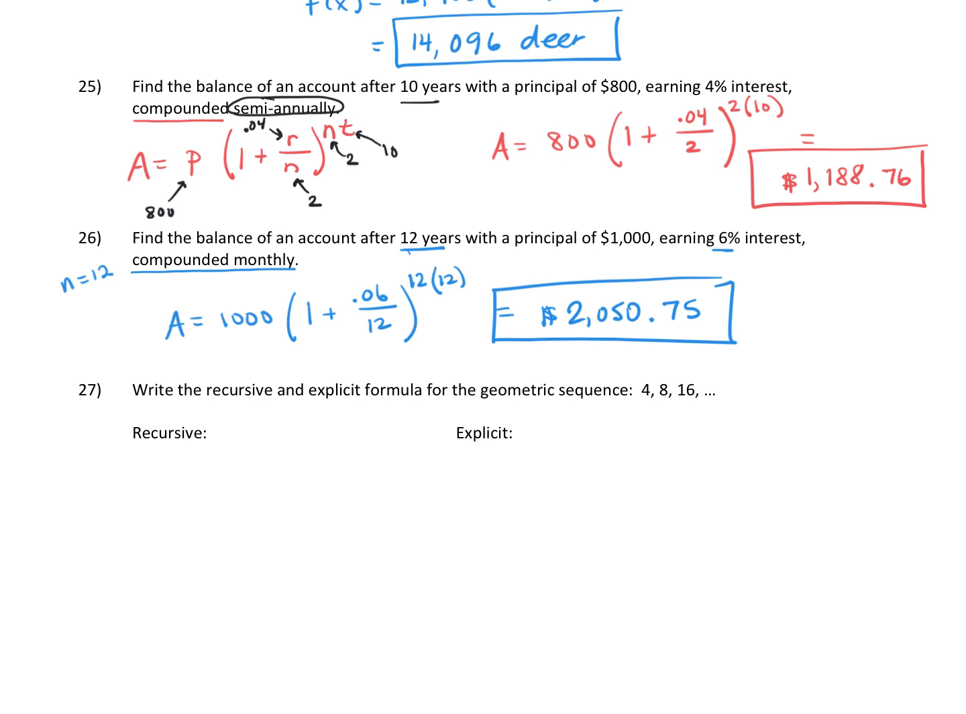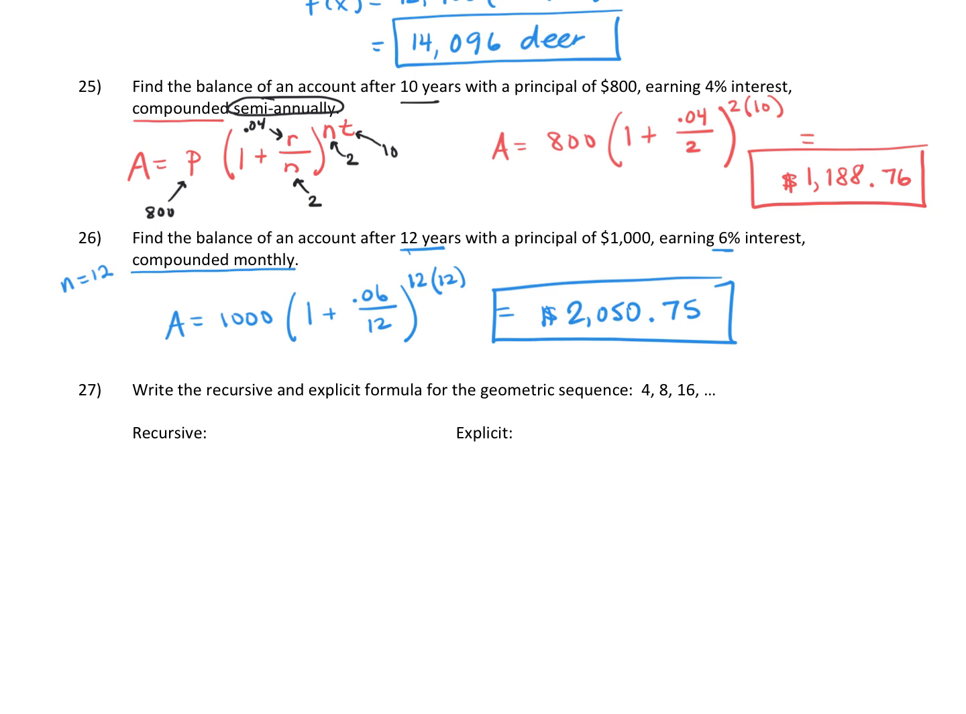All right, we made it to number 27. Write the recursive and explicit formula for the geometric sequence 4, 8, 16, ... So a geometric sequence is a sequence of numbers that increase with a constant ratio. And how you get from one number to the next is with multiplication. So we want to first figure out what that constant ratio is.